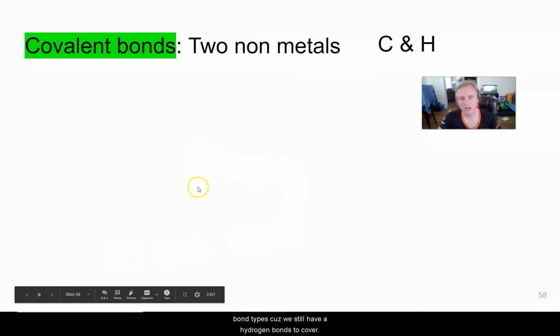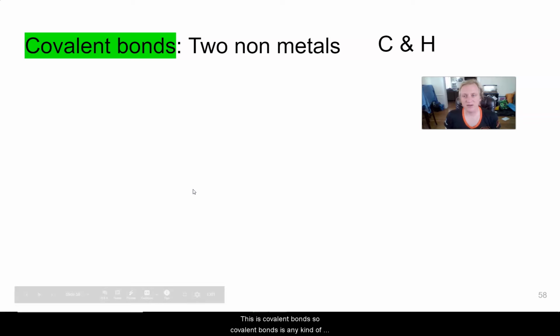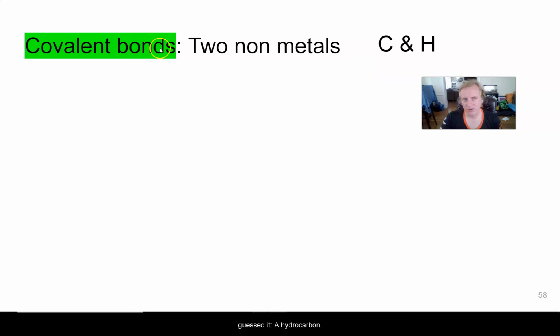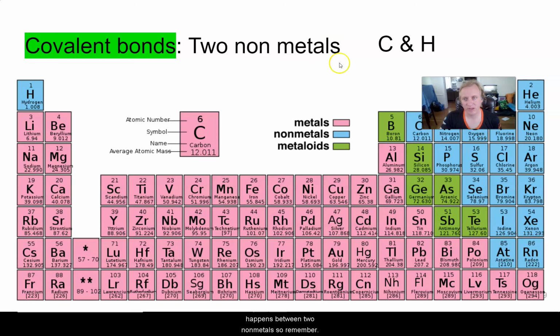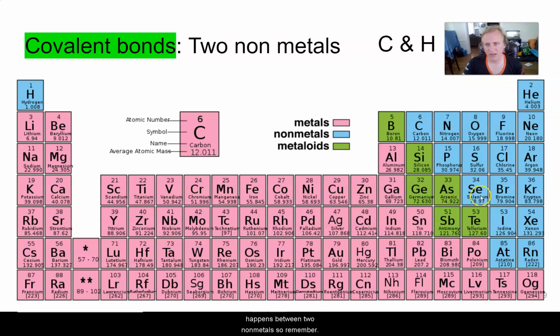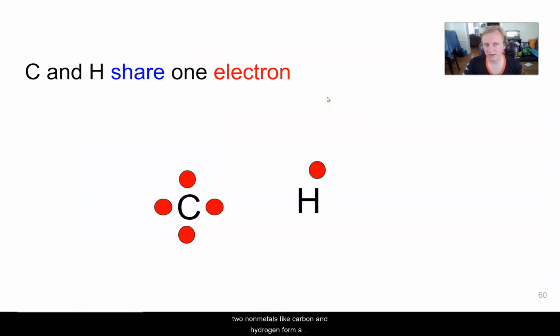This is covalent bonds. A covalent bond is any kind of bond that happens between two nonmetals. For instance, carbon and hydrogen, making, you might have guessed it, hydrocarbons. But you should know that covalent bonds are what happens between two nonmetals. So remember, the nonmetals are anything over here on the right-hand side of the periodic table. And hydrogen is a special case because it is on the left, but it is still a nonmetal. All right, so two nonmetals like carbon and hydrogen form a covalent bond.